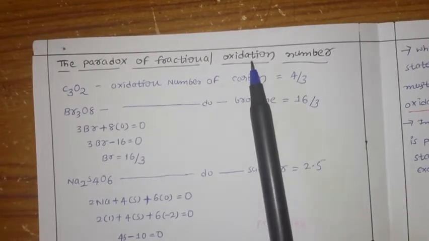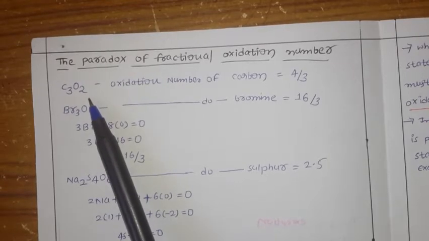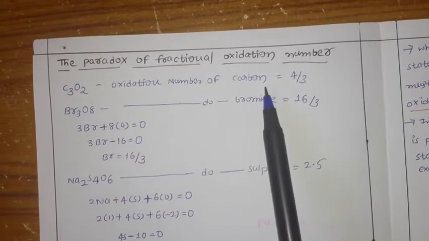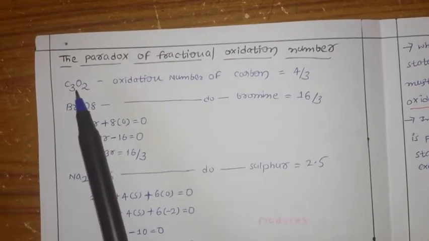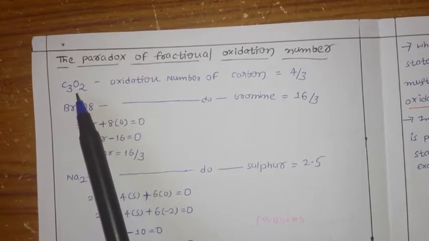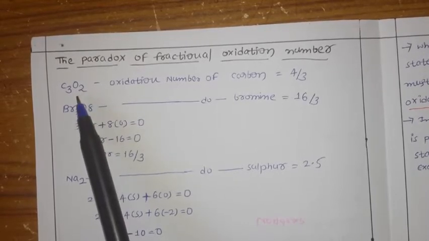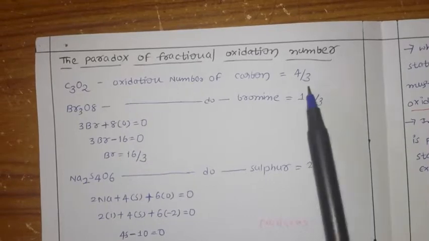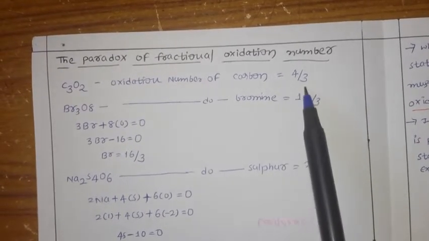For example, carbon suboxide, that is C3O2. Here the oxidation number of carbon is 4/3. It's a fraction. How? Here we have 3x plus 2 into minus 2, which gives the value 4/3. So we are getting the oxidation number as a fraction.